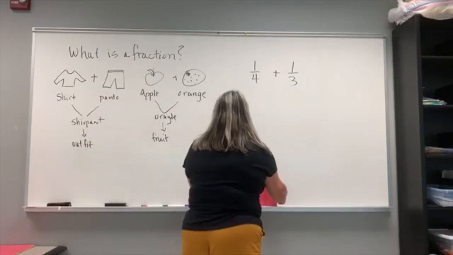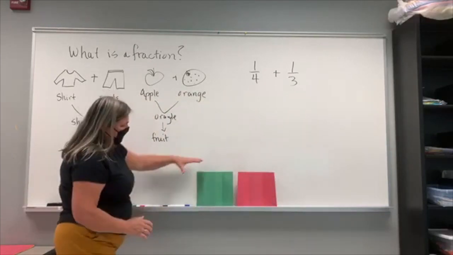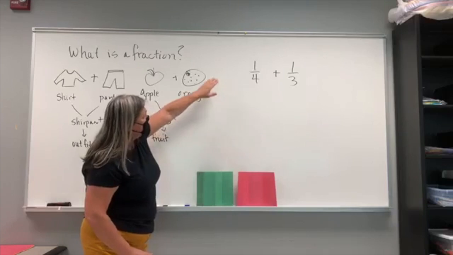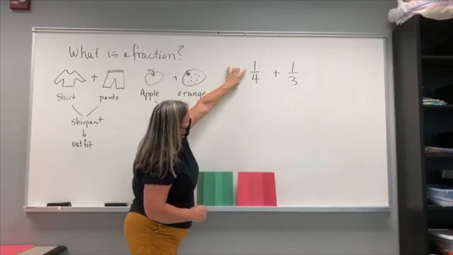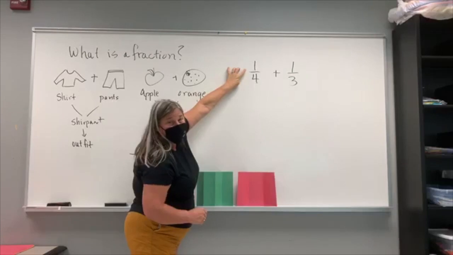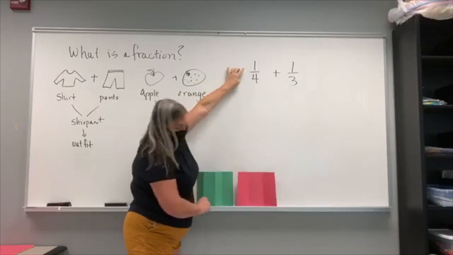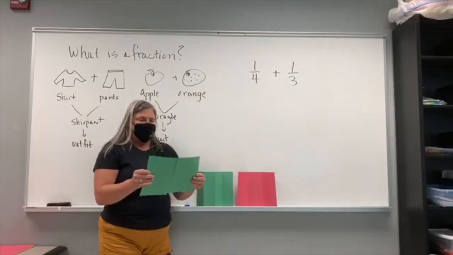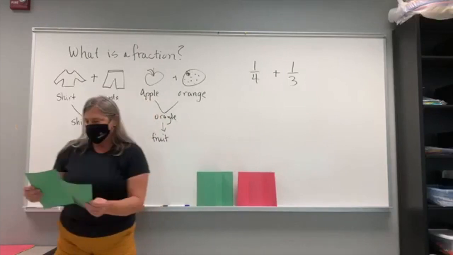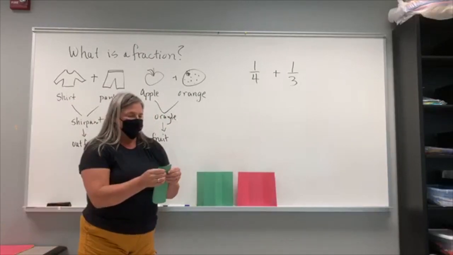Now if you think about the numerator and denominator, the numerator is how many, so this one we want to demonstrate 1, and the denominator, the name, is fourth, so we have 4 pieces. So we want 1 of those. I have another green paper that I folded in half and cut already, and I'm going to fold it in half again to make our 1/4.